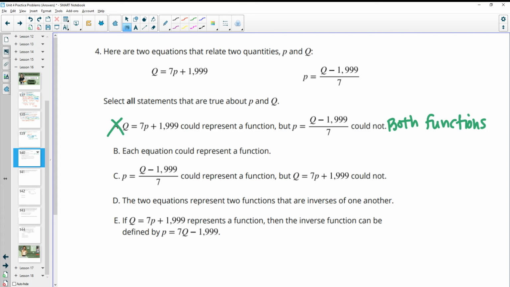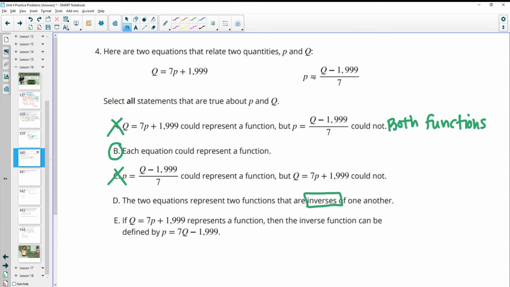B, each equation could represent a function. Yes. C, P equals (Q minus 1,999) over 7 could represent a function, but the other one could not. No, we just said both of them are. Okay, so those are false. The two equations represent two functions that are inverses of each other. Okay, so are these reverse of each other?